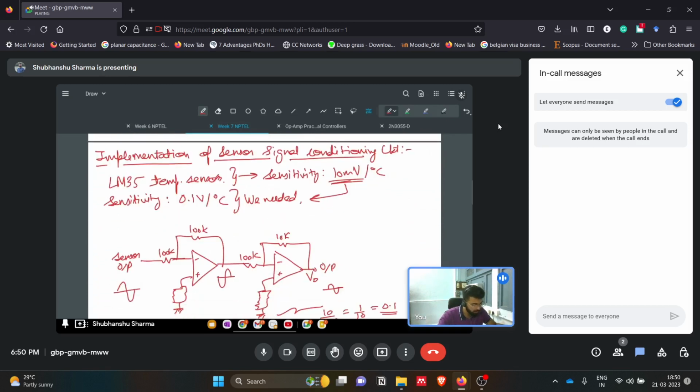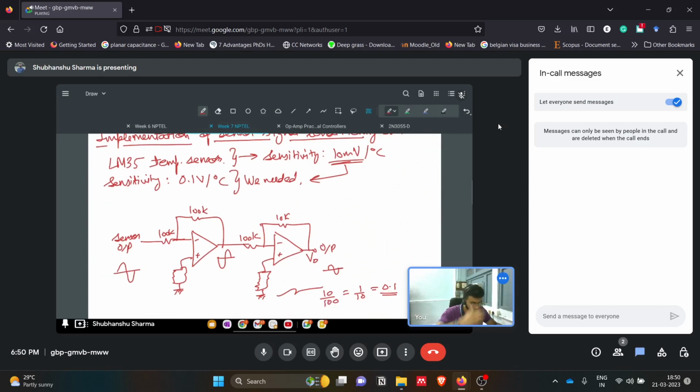Then we saw that we needed a sensor signal conditioning circuit for our sensor. The sensor which we used in this on-off controller was the LM35 temperature sensor, but the sensitivity of this sensor was 10 millivolt per degree Celsius. So for that we needed 0.1 volt per degree Celsius. This can be varied according to your requirements.